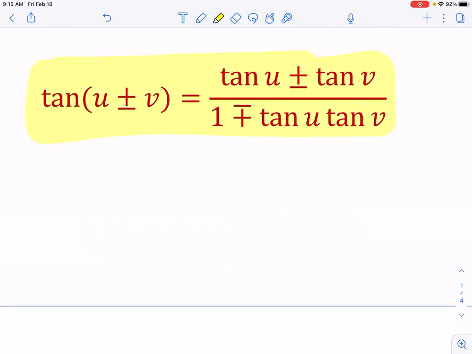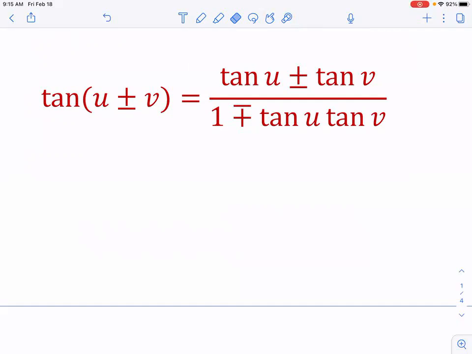So notice how that's normal over 1 minus plus. So notice how this is flipped. So these two signs will always be different. And then tangent U, tangent V. So what we're going to do is I'm going to take you through 6 examples, 2 for each, and we're going to have a variety of examples. We're going to look at applying these in like 3 or 4 different types of situations.